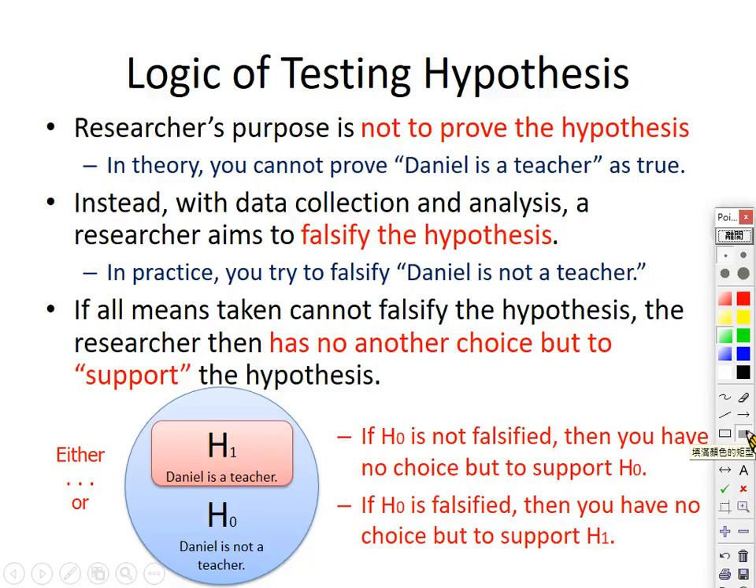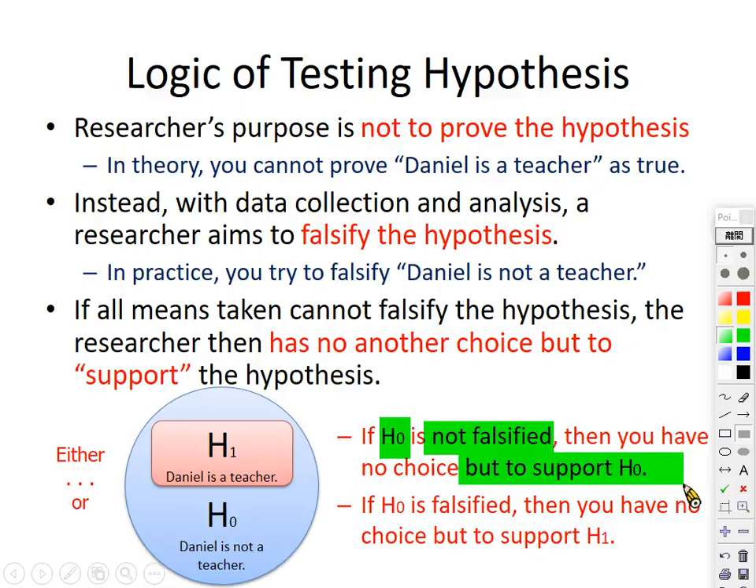After our data collection, we have only two possibilities. One is to look at the null hypothesis. It's not falsified. We cannot falsify it, so we cannot reject it. Then you have no choice but to support H0, right? So remember, if one day the president comes into the classroom and sees that it is YMC teaching this class, not me, right? So look here.